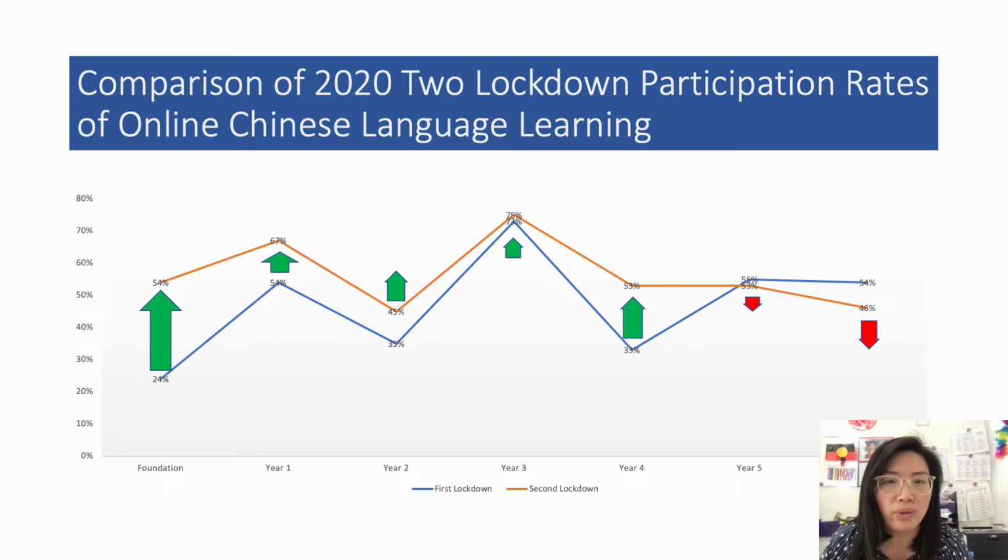It's interesting to notice that year 5 and year 6 both decreased in their online Chinese learning. By looking at this chart, we might wonder what happened behind these data, what happened with these students, what happened with their parents' engagement or support for their children to do their work, what happened with teachers' adjustment. These prompted me to do further investigation on online remote learning.